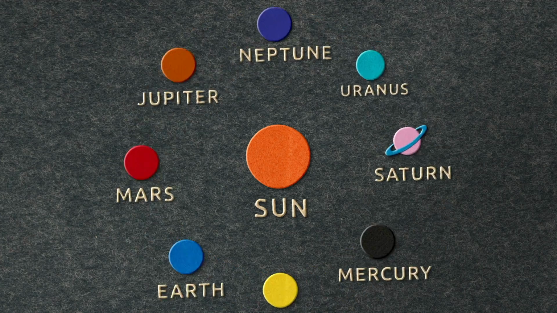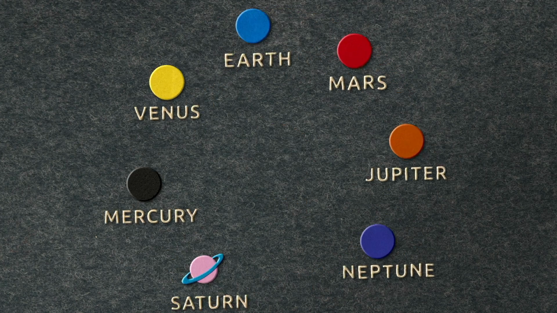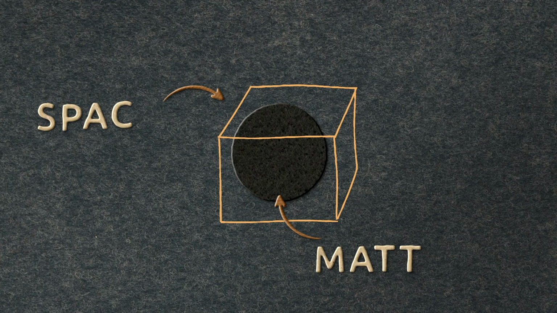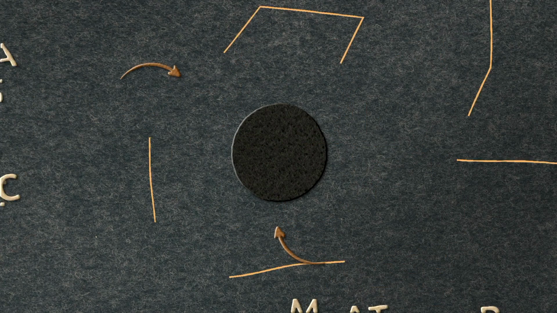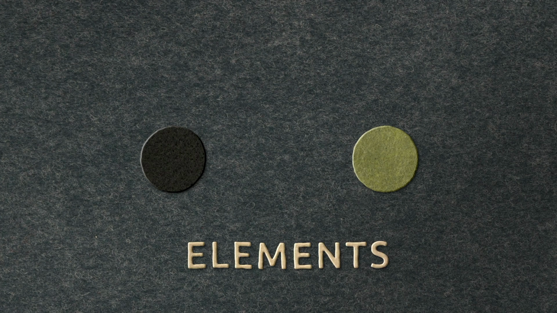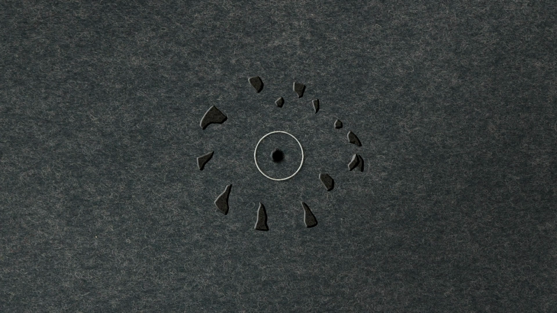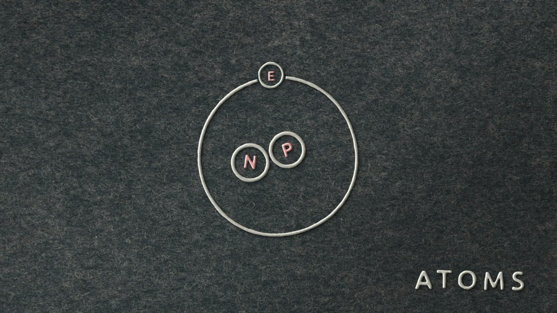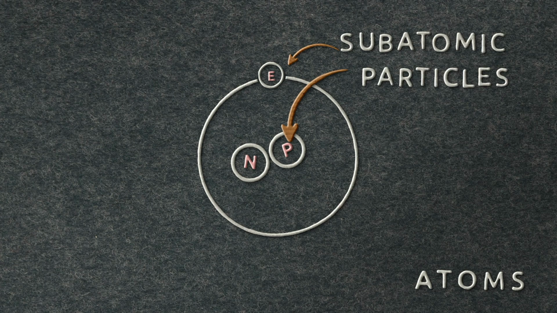Everything in the world and universe is made of matter, which is this thing that has mass and occupies space. Now take matter, break it down to its smallest components, and you're left with what we call elements, different types of elements. Now if we take elements and break them even further down, we can see that they are made up of atoms, which in turn are composed of smaller parts called subatomic particles.